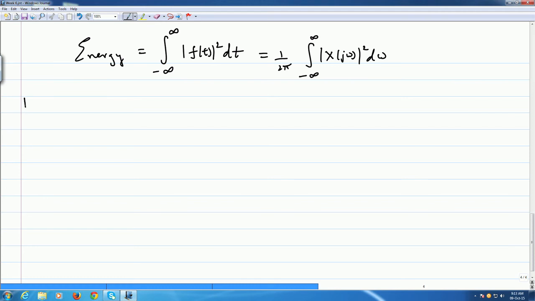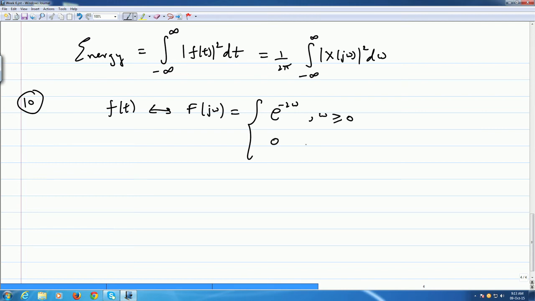Okay. So, what is the 10th question? It says you are given the Fourier transform of a signal. Okay. So, there is f of t, it Fourier transforms to F of j omega, which is given as e power minus 2 omega for omega greater than or equal to 0, and it is 0 for omega less than 0, and you have to find the energy in the signal.